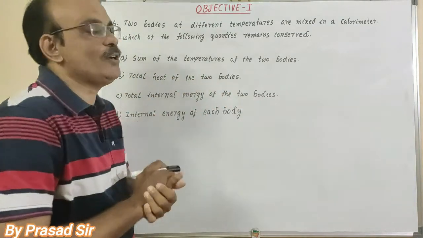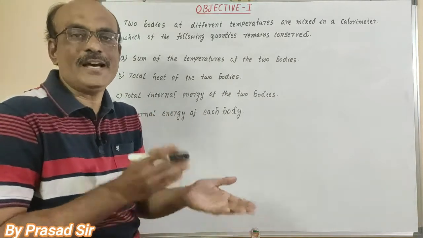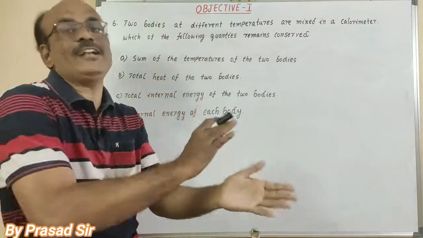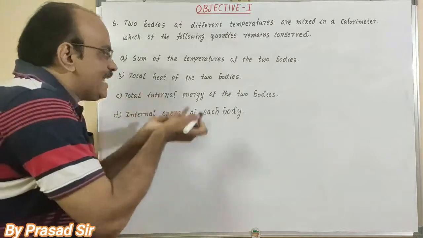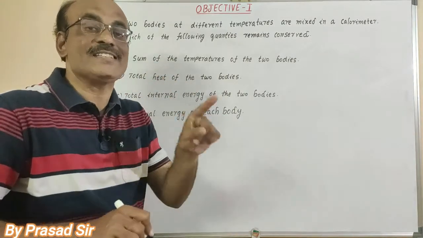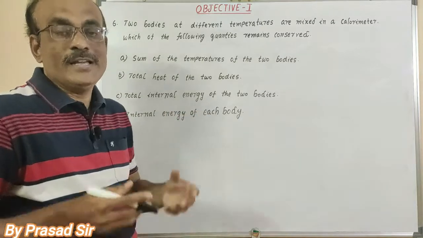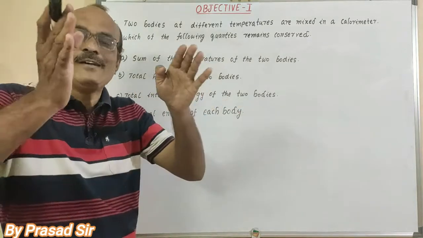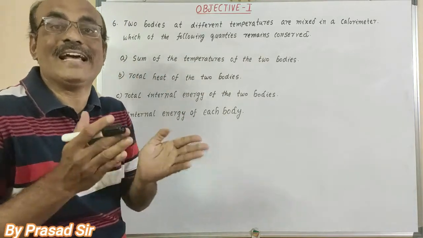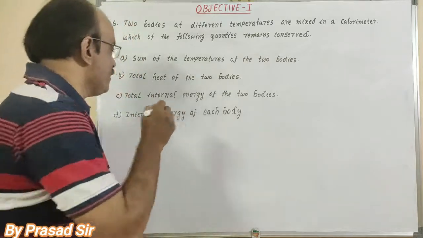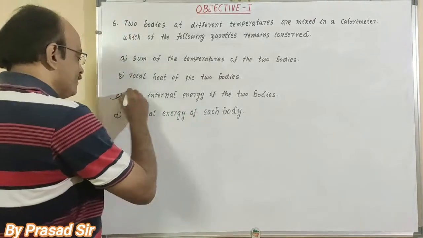And B, total heat of the two bodies is conserved? Heat is also not conserved. Why? Because both are mixing at different temperatures, attaining thermal equilibrium. Then C, total internal energy of the two bodies is conserved. Yes, it is conserved. And D, internal energy of each body: when those two bodies are mixed together, the internal energy of each body should not be conserved. So the total internal energy of the two bodies is conserved.